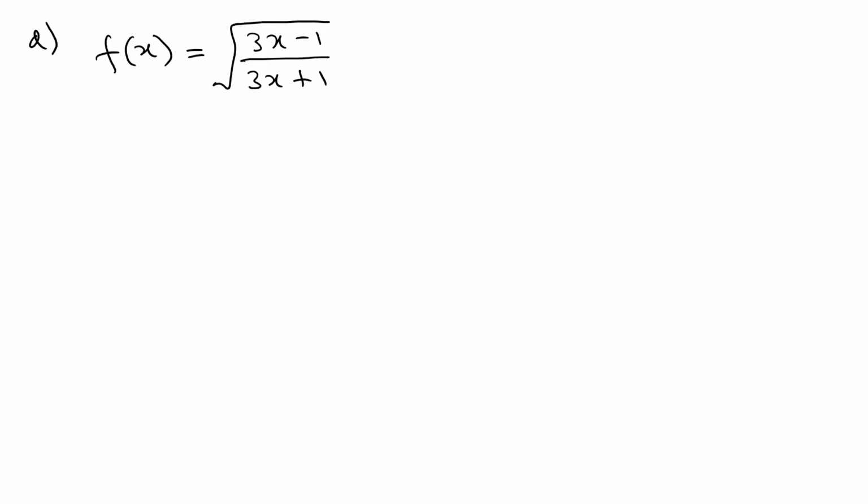So we have f(x) equal to the square root of (3x minus 1 over 3x plus 1). You can rewrite this as (3x minus 1 over 3x plus 1) to the 1 half. We put this question in this list not because it is a really difficult problem, but because it is a lengthy problem. You can see it is a little lengthy.